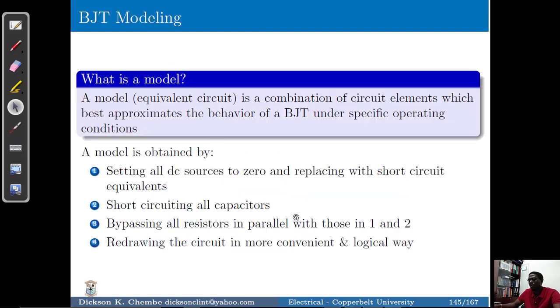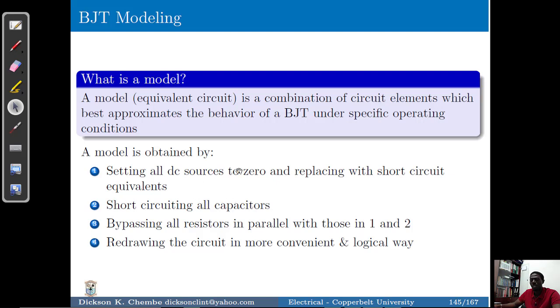And so we are trying to model the bipolar junction transistor, and it begins by understanding what a model is. In creating a model, we're trying to replace the transistor symbol by its equivalent circuit so that we are able to analyze it in a different, more advanced way. A model is basically a combination of circuit elements which best approximates the behavior of a bipolar junction transistor. And of course, there have to be specific conditions for that to occur.